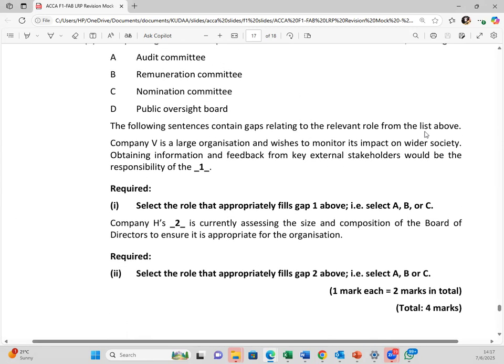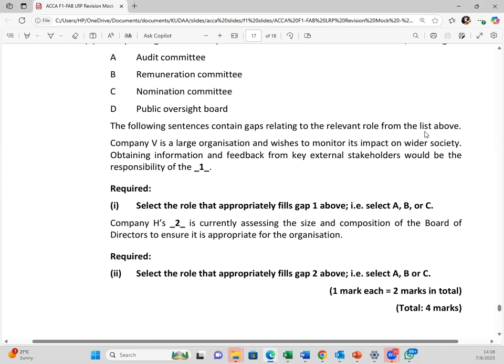So we have the public oversight board. The public oversight is just to make sure the public is kept aware of what is happening in the business. We need to be reporting how the business is performing, especially if it's a publicly listed company. We have to be reporting our financial statements. We have to be reporting our performance to the public so that they know how the organization has performed.